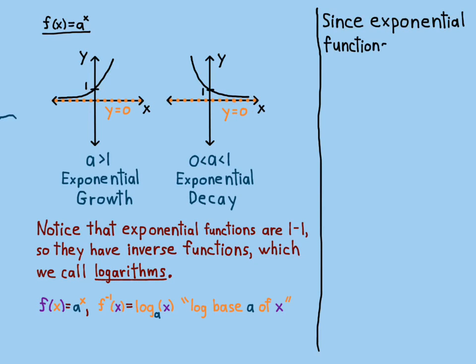Since exponential functions are 1 to 1, that tells us that if a to the x equals a to the b, then x must be equal to b. Okay, that's what 1 to 1 means. If the outputs are the same, then the inputs are the same. So x equals b. So we can use this to solve some very simple exponential functions. And that's all we're doing at this point.